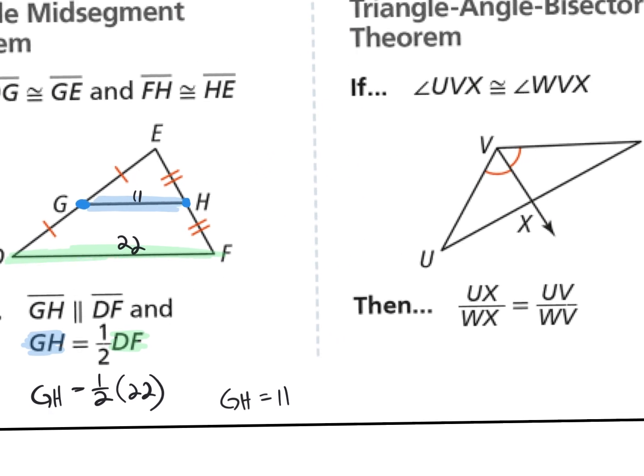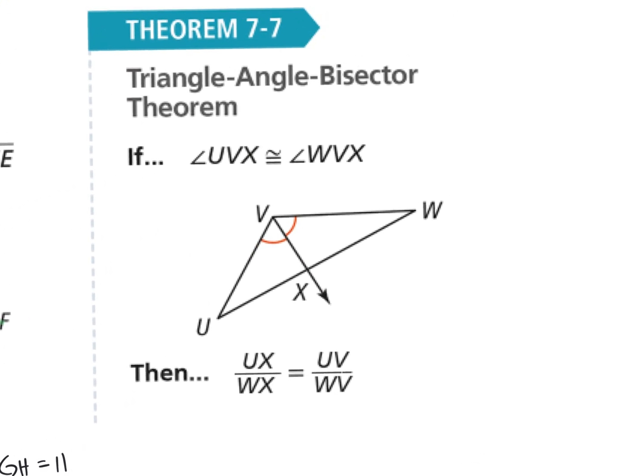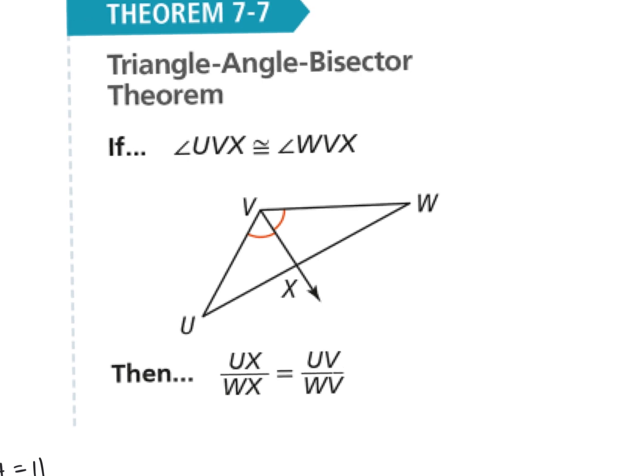The last theorem we'll take a look at today is the triangle angle bisector theorem. It occurs when you have an angle that is getting split in half. You can see through the marks on the diagram and through that statement that the total angle at V is getting split in half. So we have two congruent angles that are formed. Angle UVX would be congruent to angle WVX.